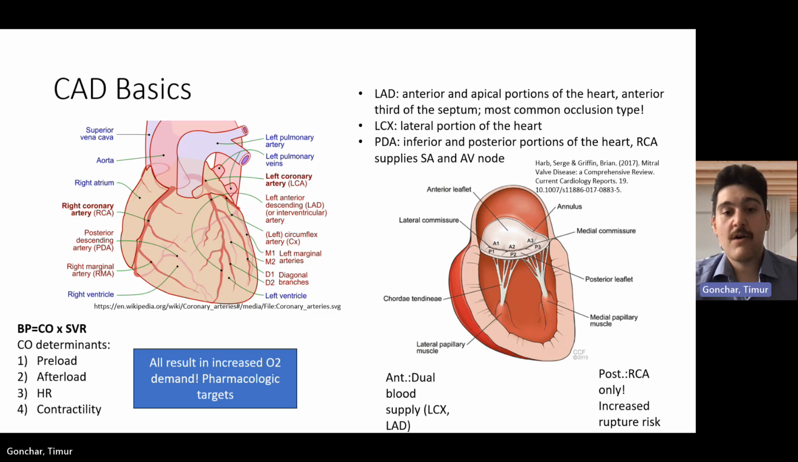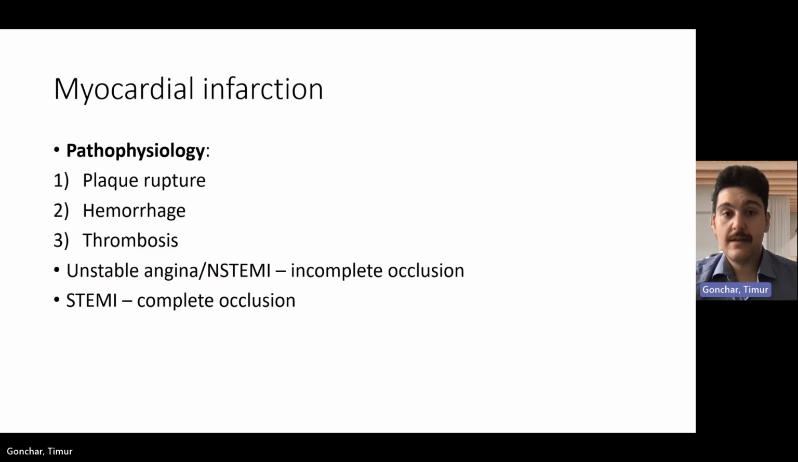In the posterior papillary muscle, there is an increased rupture risk because there is only a supply through the RCA, and that sort of occlusion might result in acute mitral regurgitation, and we will talk about that in a minute.